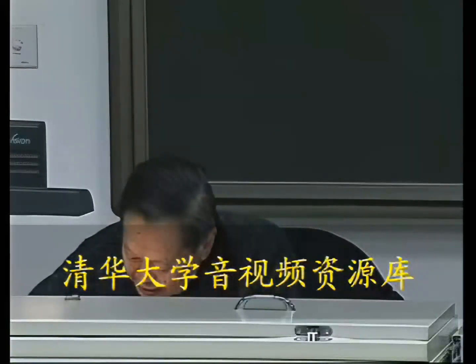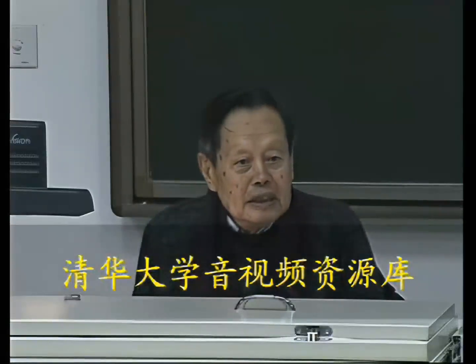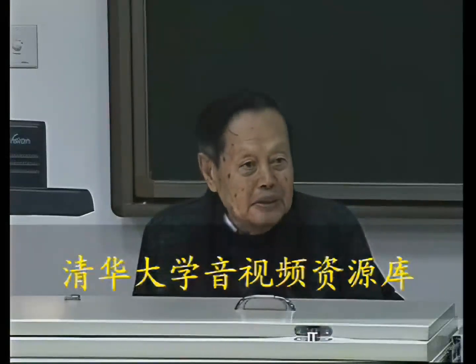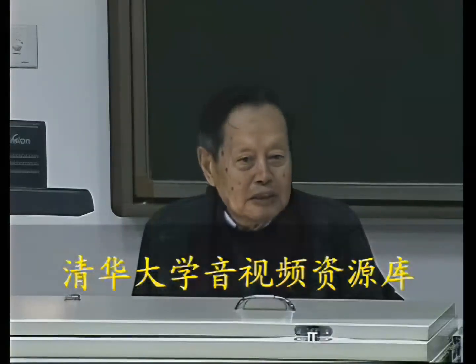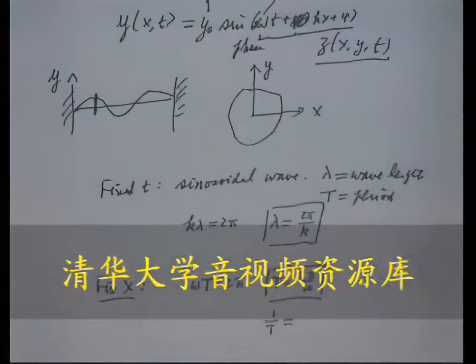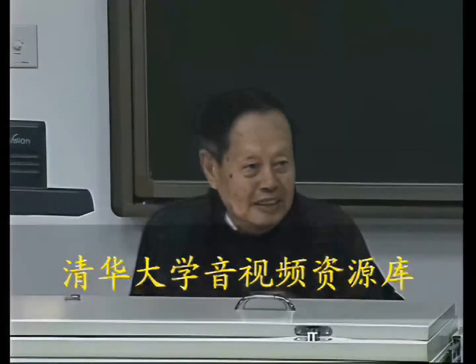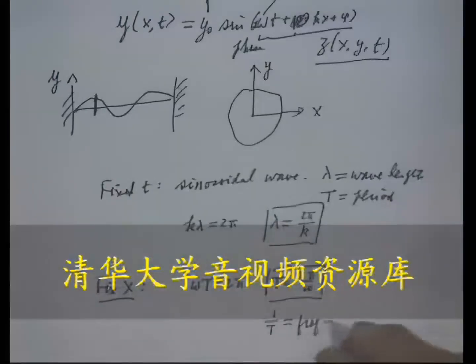One over t is the number of cycles per unit time. For example, suppose t is 1 over 1,000 of a second. Then in 1 second you can have 1,000 cycles. So 1 over t is called frequency. In the book it's called f.